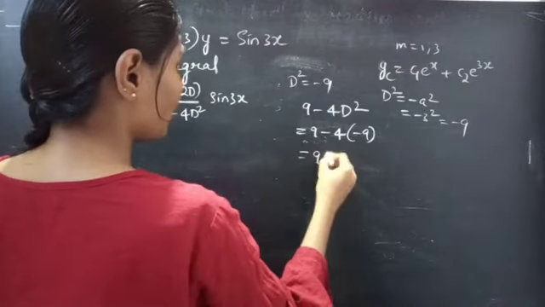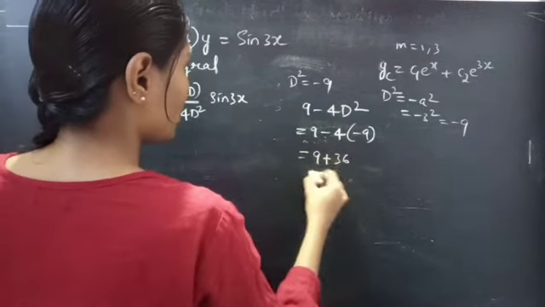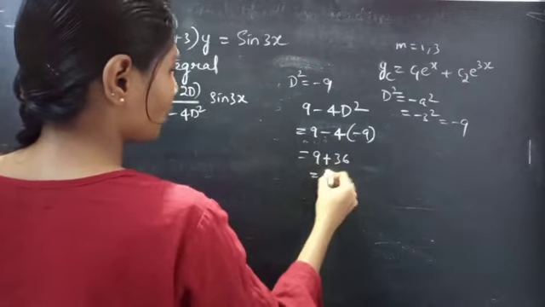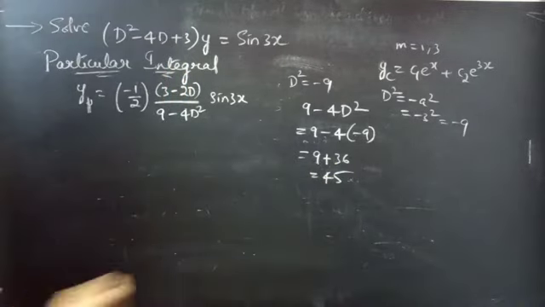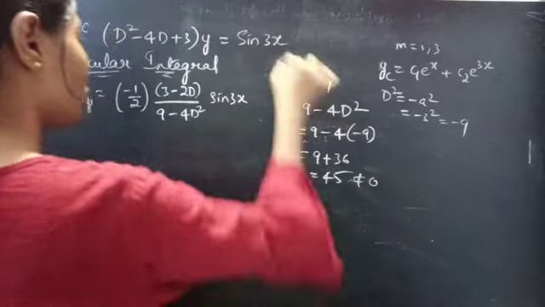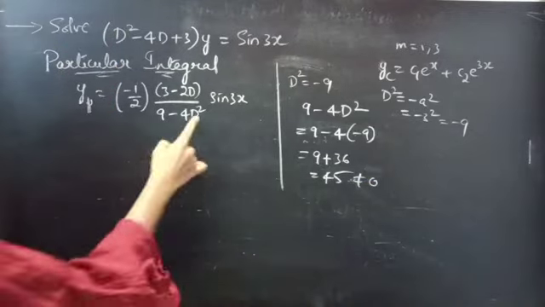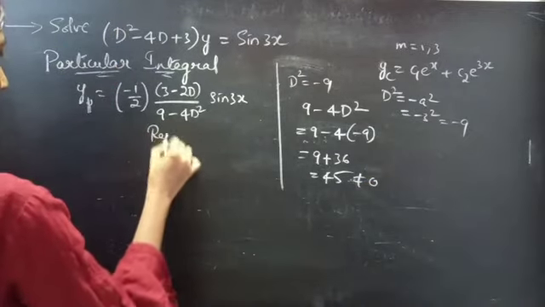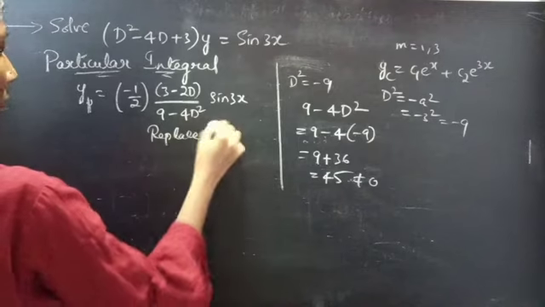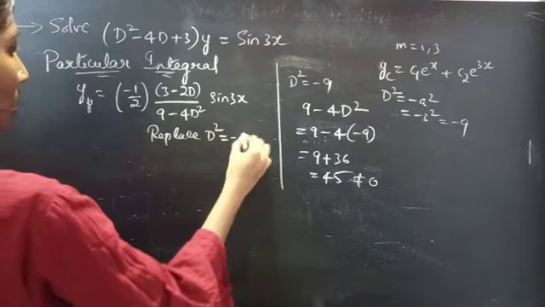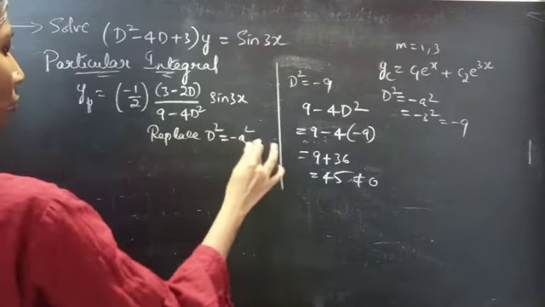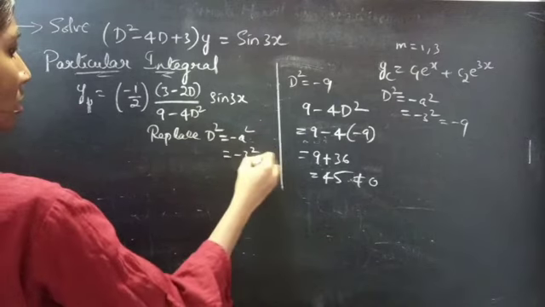Minus into minus is plus. 4 nines are 36. 9 plus 36 is 45, which is not equal to 0. So we can replace D square here. Replace D square by minus a square, which is equal to minus 3 square, equal to minus 9.